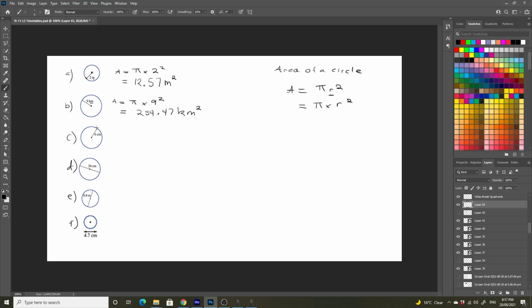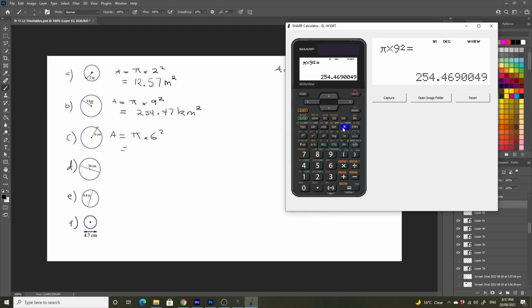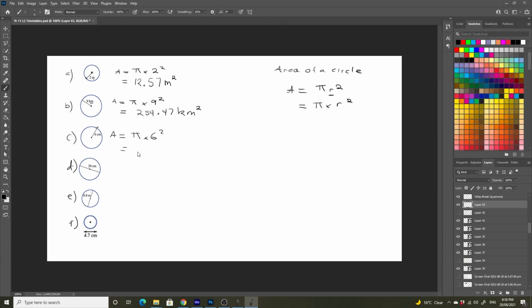Okay, in C, again we've been given the radius, and that means that our area is going to be equal to pi times 6 squared, or pi times 36. So let's work that out. Pi r squared is going to be equal to 113.09, and if we round that to 2 decimal places, it's going to be 113.10. Check the units, it's centimeters, so that's centimeters squared.